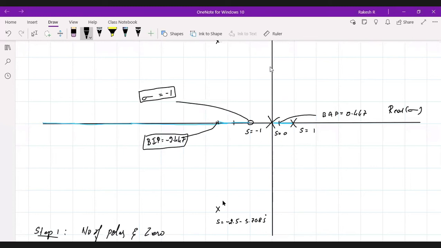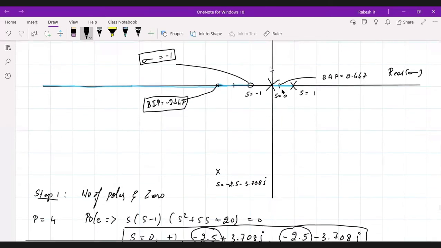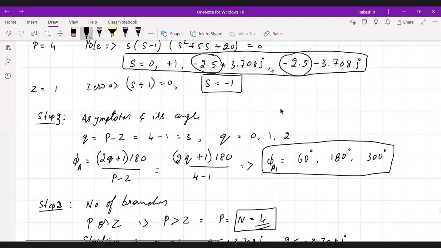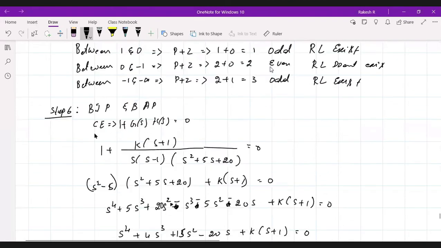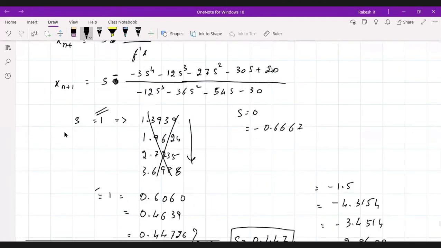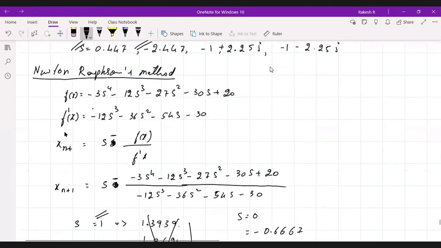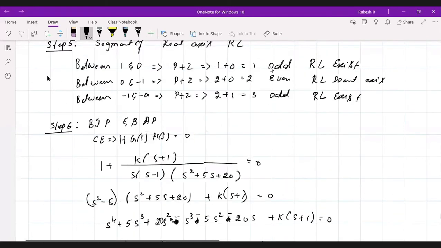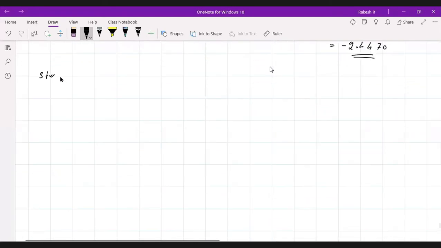For that, what do we need to find out? We need to find out the angle of departure. Also, here the roots are breaking away. Here the roots, when they break away, might be crossing the imaginary line here. So we need to find out the roots which are crossing the imaginary line here. Right. For that, what do we need to do? We need to find out the K marginal value. That is step number 7 here. Right.